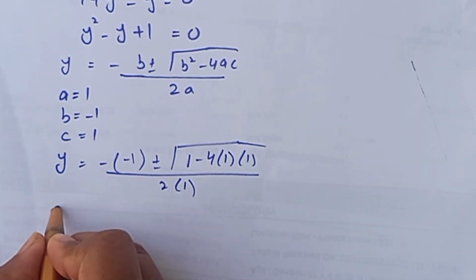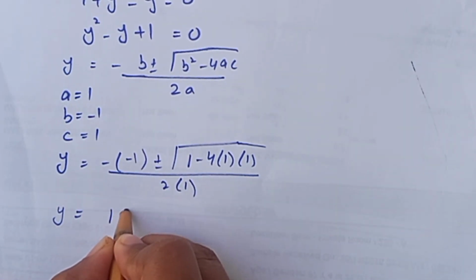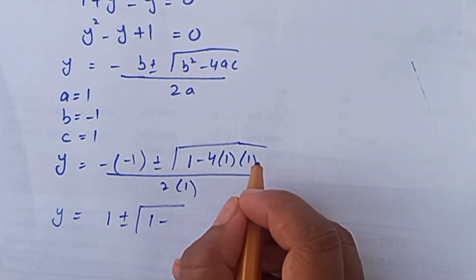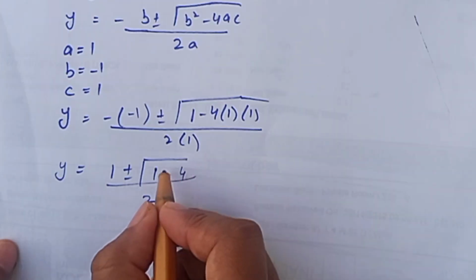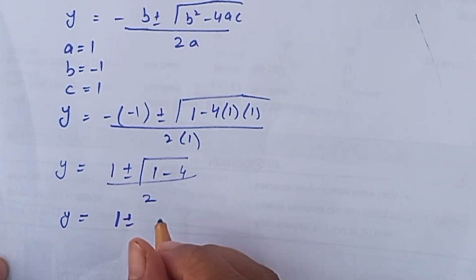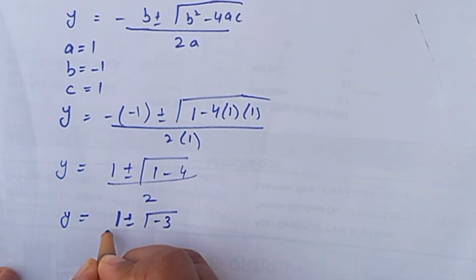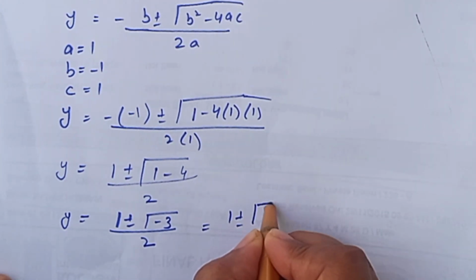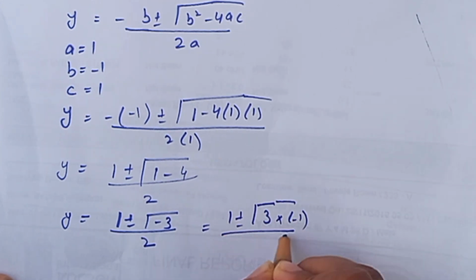Now we simplify this part. So y is equal to minus and minus will become a positive, so it's positive 1 plus minus 4. 1 minus 4 multiply 1 is just 4 over 2 multiply 1 is 2. Now simplify this part. So y is equal to 1 plus minus, and 1 minus 4 is minus 3 over 2. So we write this as 1 plus minus 3 multiply minus 1 over 2.